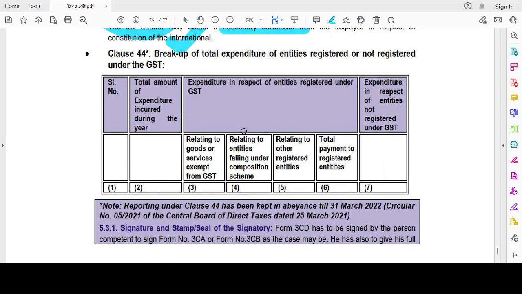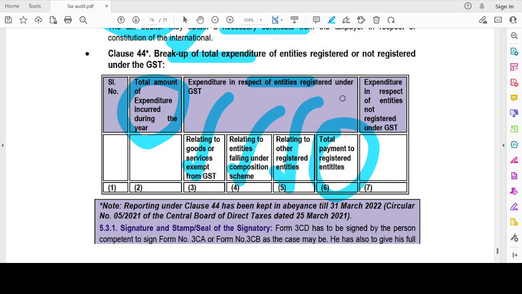Clause 44, the last clause. Break up of total expenditure of entities registered or not registered under GST. Total amount of expenditure incurred during the year. Expenditure incurred under GST relating to goods or services which are exempt, relating to entities falling under the composition scheme, and relating to other entities. Total payment to registered entities. Expenditure in respect of entities not registered under GST. This was kept in abeyance for some time, and now it is in use.